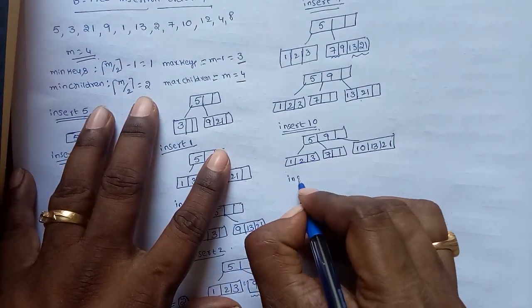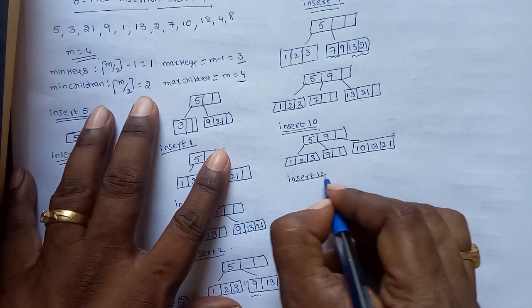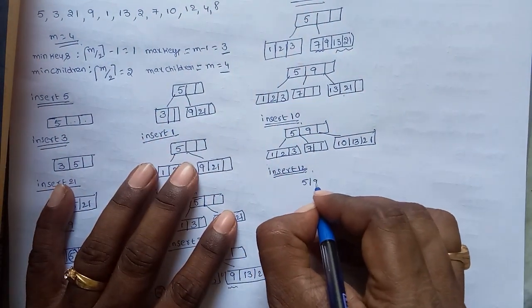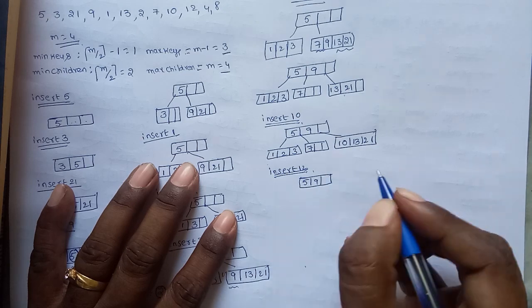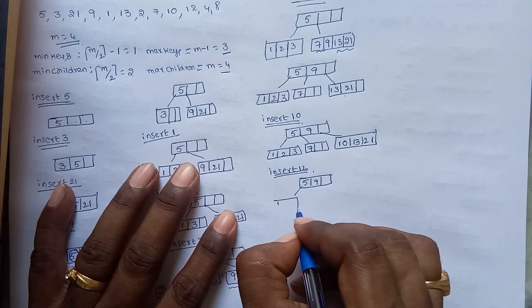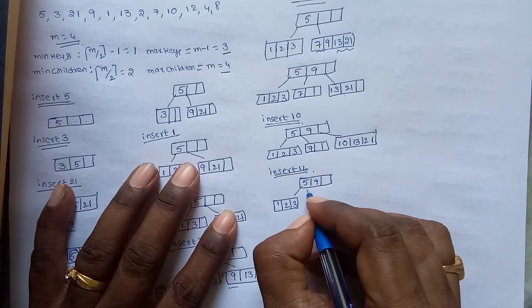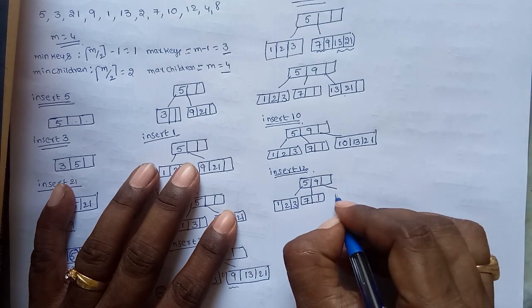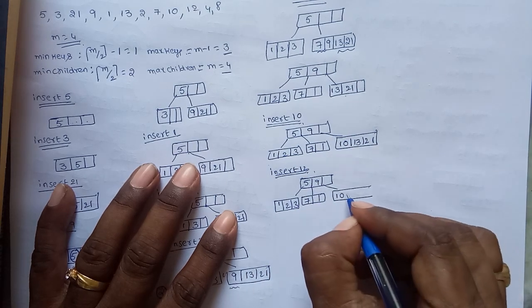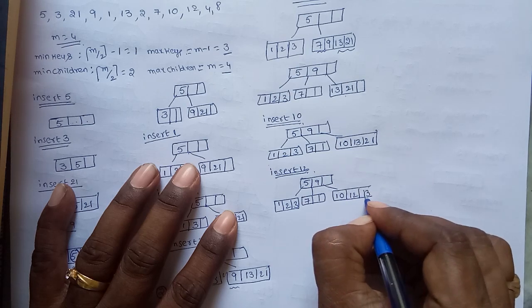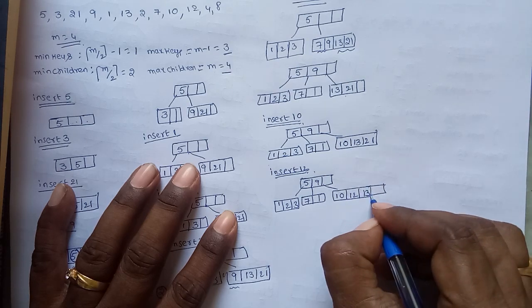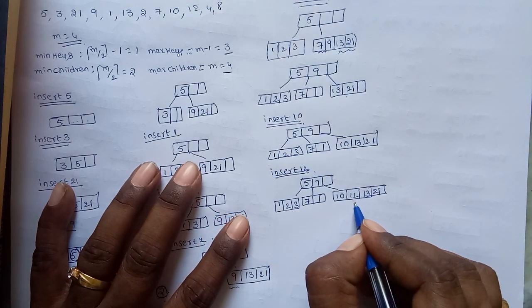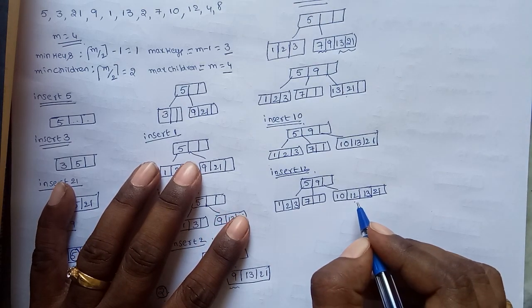Now insert 12. What is the position of 12? Greater than 9. This one, 10, 12, 13, and 21. After insertion, it violates the property.